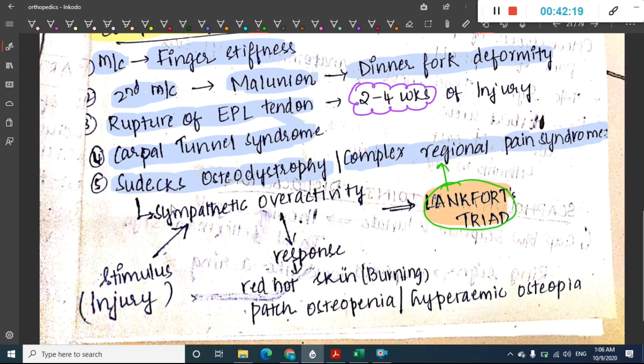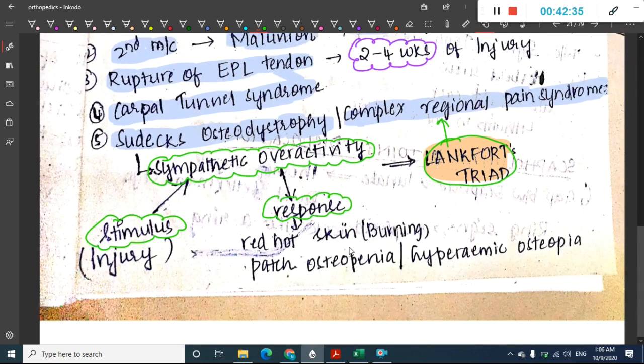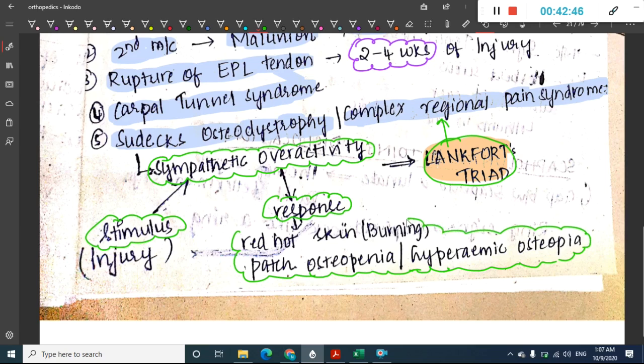What does this triad mean? Here you have sympathetic overactivity. Why is this sympathetic overactivity present? It is because of a stimulus, which is most commonly injury, and this sympathetic overactivity causes a response. What response do you see here? You see red hot burning skin, which causes patchy osteopenia or hyperemic osteopenia.